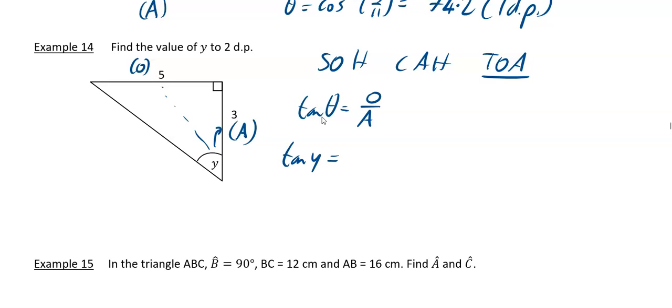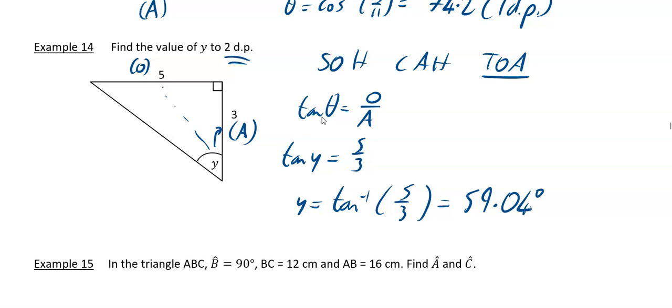Tan of y is equal to 5 over 3, which means y is equal to tan to the minus 1 of 5 over 3. If you do that on your calculator, you will get 59. And very careful here, it asks us to go to 2 dp, so 59.04 degrees to 2 decimal places.